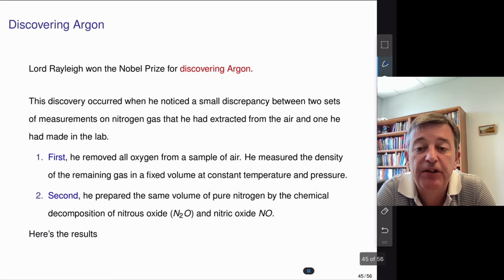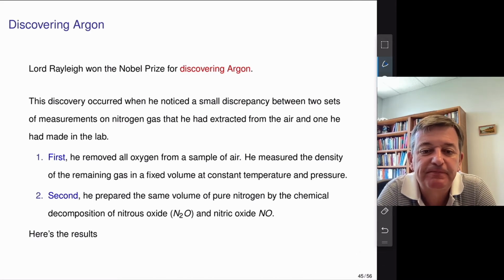Okay, my last example of A/B testing, one of my favorites. Someone called Lord Rayleigh discovered argon. He won the Nobel Prize for discovering this inert gas. And argon was interesting to me because it really has very few uses. I think it's used in diving, it's used in welding. It's got some, but not much.